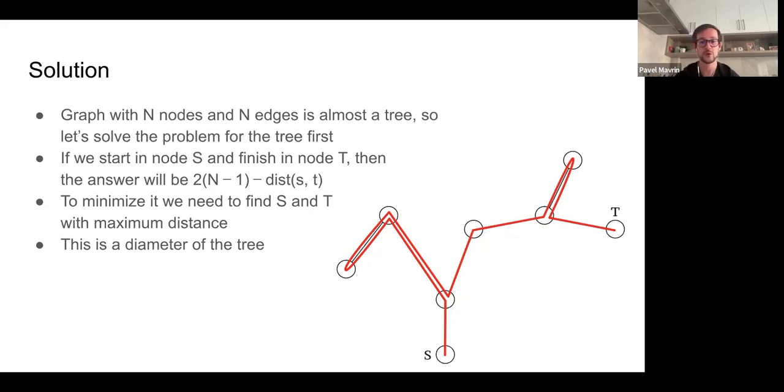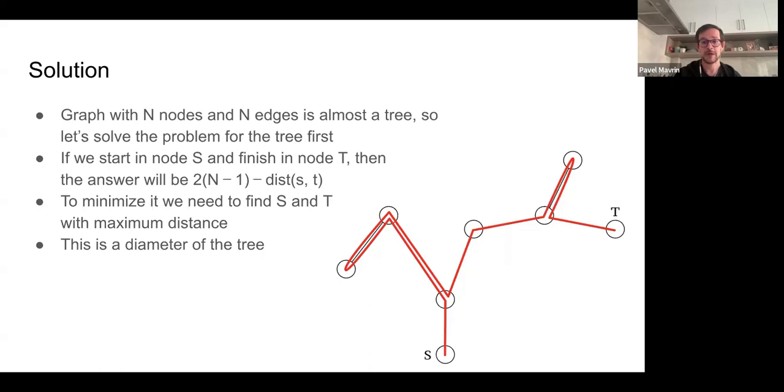What happens if you want to visit all the nodes of the tree? The way you do it, if you fix the starting and destination points of your path and try to visit all the nodes of the tree, you will see that you walk through every edge twice, except the edges that belong to the path from S to T. So the answer will be 2(n minus 1), because I have n minus 1 edges, minus the distance from S to T. And to minimize this, I need to maximize the distance from S to T. So the problem is just to find the two nodes with maximal possible distance in a tree. It's just the problem of finding the diameter of the tree. It can be done in linear time.